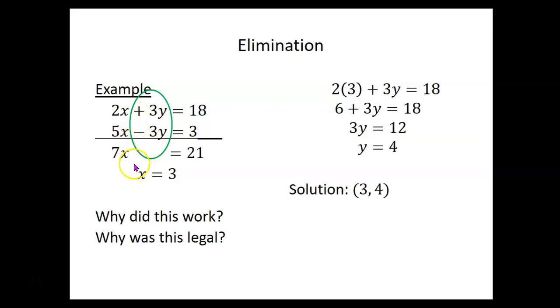The reason that's legal is we are allowed to add the same number to both sides of an equation. It keeps it equivalent to what we had before. So if 5x minus 3y equals 3, that means that 5x minus 3y and 3 represent the same number. They're equal. That means they're the same number as each other. So when I added 5x minus 3y to the left side of 2x plus 3y, the top equation, and I added 3 to the right side of that top equation, I was really adding the same number to both sides, which is a perfectly legal thing to do.